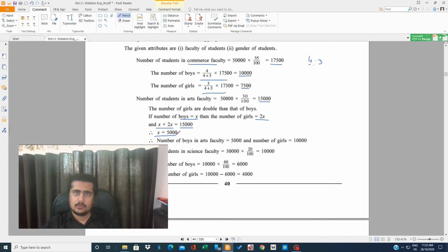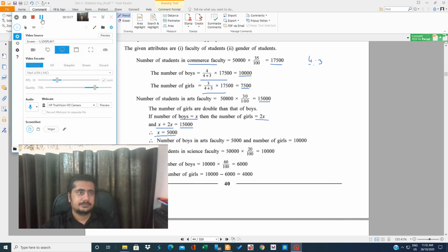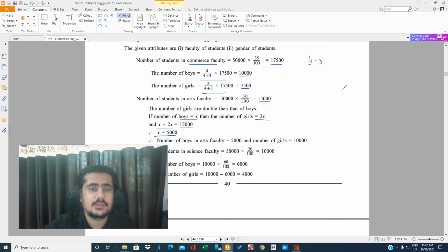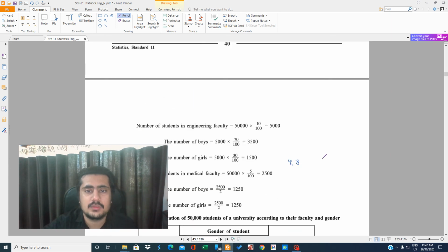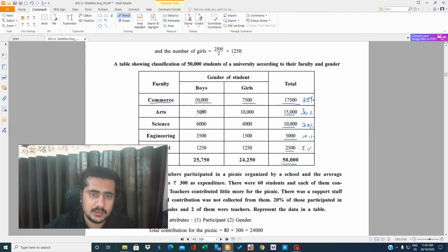X plus 2x is 3x. If 3x is 15,000, then x is 5,000. So total number of boys is 5,000 and girls is double of the boys, that is 10,000. So in arts, you can keep boys as 5,000 and girls as 10,000. Okay, so we've completed this much.